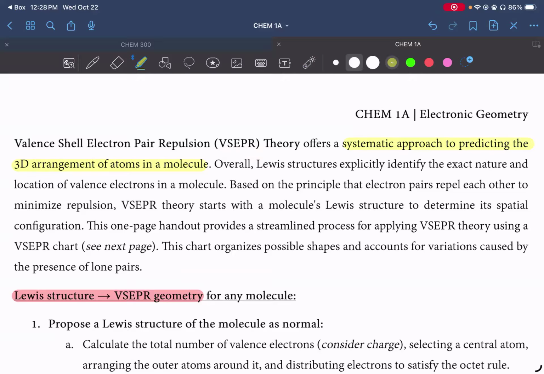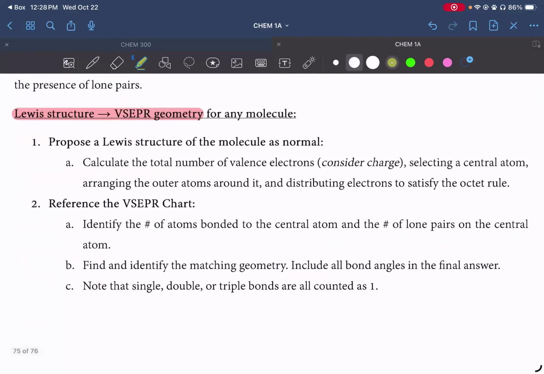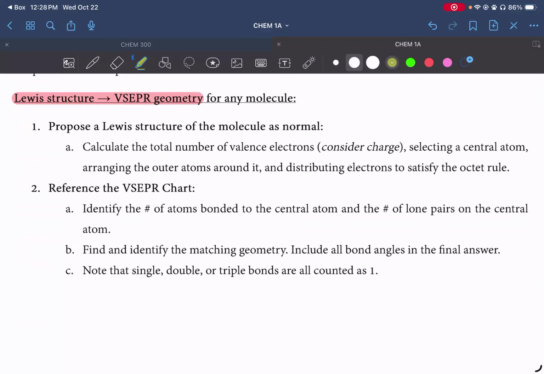You see, remember, all of this has been about trying to determine the compound's 3-dimensional geometry. The first thing we had to do was determine the Lewis structure. As I said, it explicitly identifies the nature and location of valence electrons. To determine the VSEPR geometry of any molecule, you simply need to follow these 2 steps. Number 1, propose a Lewis structure of the molecule as normal. We just did that for water. Then we will do what's called referencing the VSEPR chart.